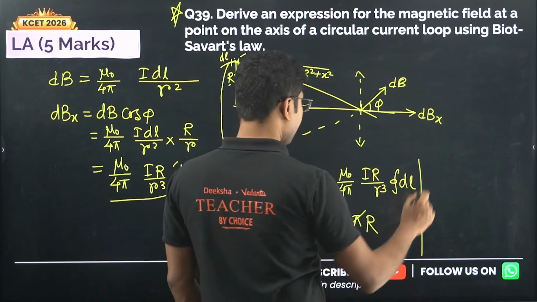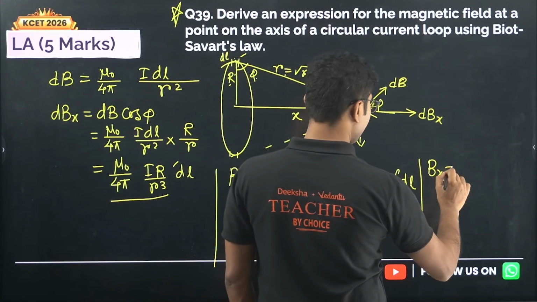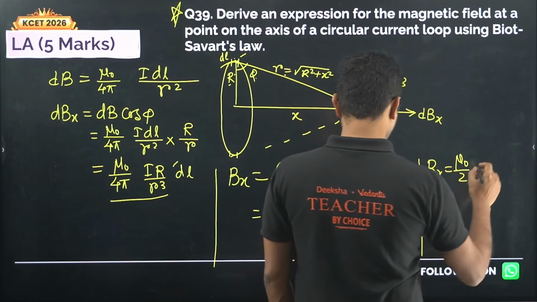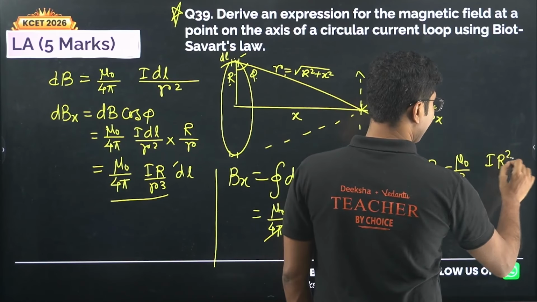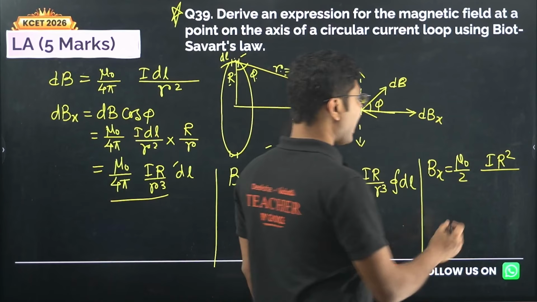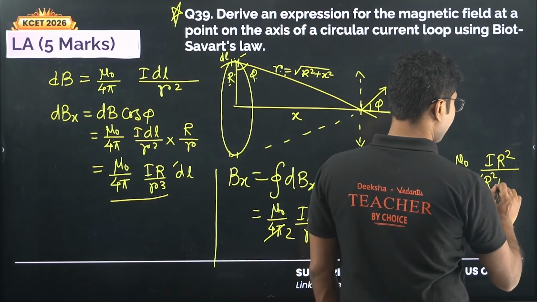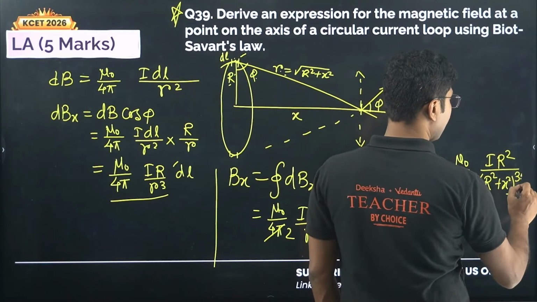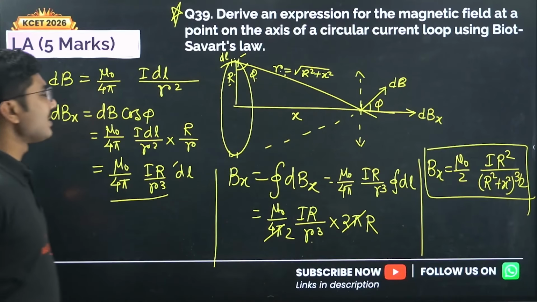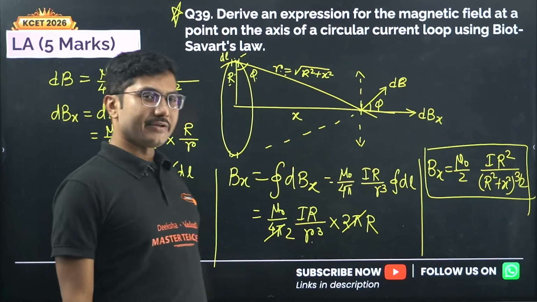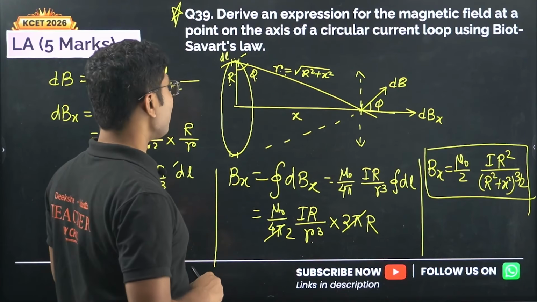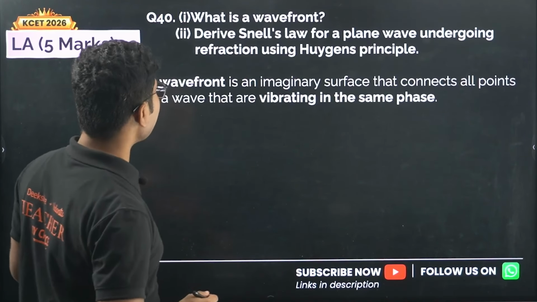So from here you get Bx equals to mu naught by 2 IR square divided by small r cube. Small r cube means this cube, that means r square plus x square to the power 3 by 2. This is the formula, this is the derivation. If you practice it, this is much easier derivation and steps are very small. So if you practice, this derivation can be achieved easily without much difficulty. Now let's move on to the next question.